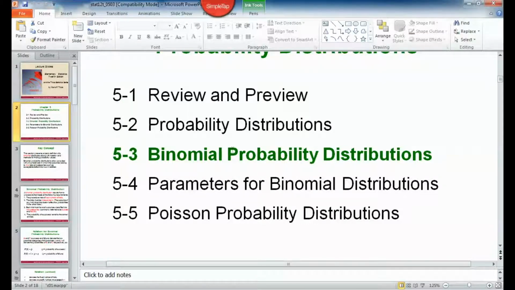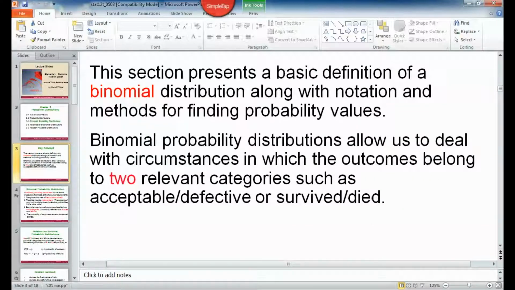Section 5.3. Instead of just probability distributions, a type of probability distribution, a binomial probability distribution. Now, binomial, bi means two. So for a binomial probability distribution, we want there to be two different types of outcomes. Your book says such as acceptable, defective, survived, died, heads, tails, pass, fail, true, false. Binomial. Okay, so we need some type of trial that has two different outcomes.